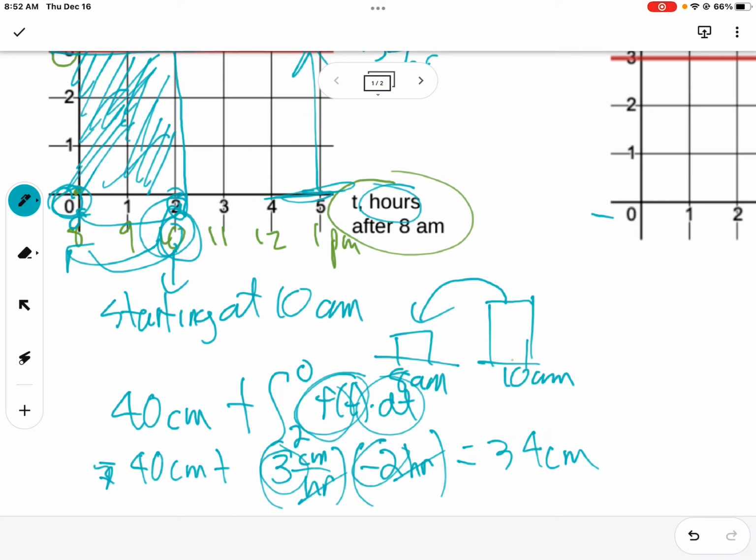Okay, so if you think about it, it's almost like y equals mx plus b in a sort of way. I have an initial value, and then this is what it's changing by, right? It's not quite the same, but it's close. So I have an initial value, I add the change, and that gives me an ending value. Okay, it's that simple.